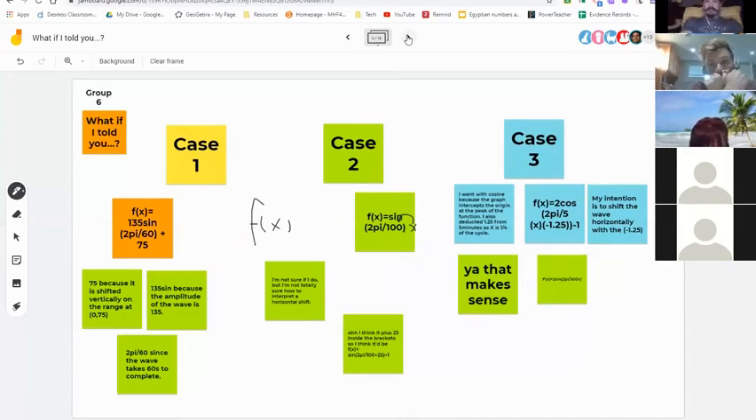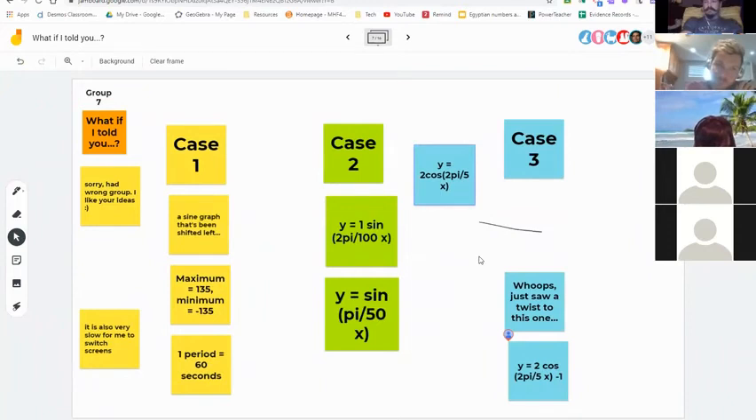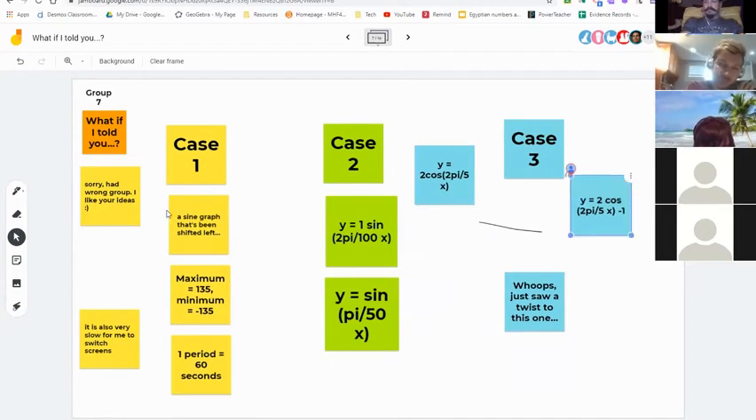To shift the wave horizontally to cosine, that makes sense. We also can have a cosine, right? Good. Nice. Sorry, I missed the last two teams. 2 cosine pi over 5x. Okay, just so, a twist to that one. Minus 1. Oh, interesting. Interesting, because of the size of the amplitude, right? There is a little shift. Good, good eye here, Team 7. Whoever did this, I was unable to trick you.